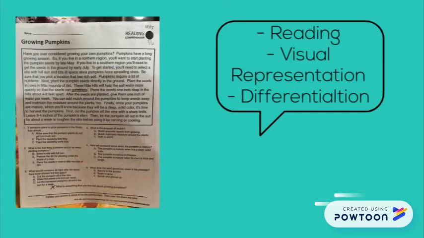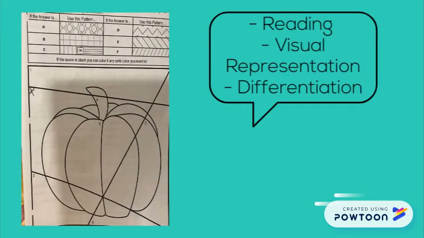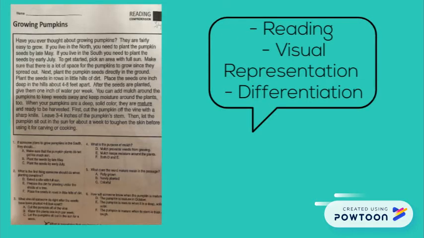This next set of 3 pictures shows how the teacher used differentiation in her reading assignments. In this assignment, she also included an opportunity for students to use visual representation as they colored their answers. This picture is the lower reading level for the same text.